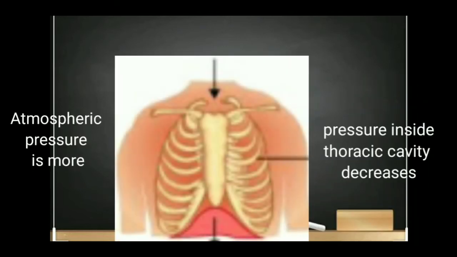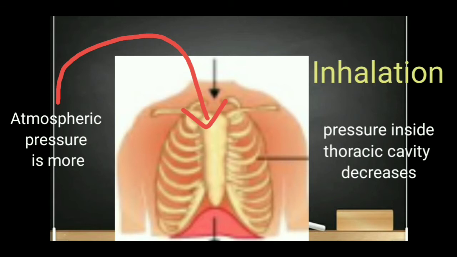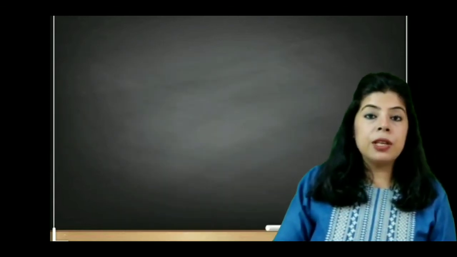So the pressure outside our body, that is the atmospheric pressure, is more, and the pressure inside the thoracic cavity is less. So from where the air will move to which place? From an area of higher pressure, that is from outside, the air will go inside the thoracic cavity. That is, inhalation will take place. Did you get it? Why does the air come inside during inhalation?